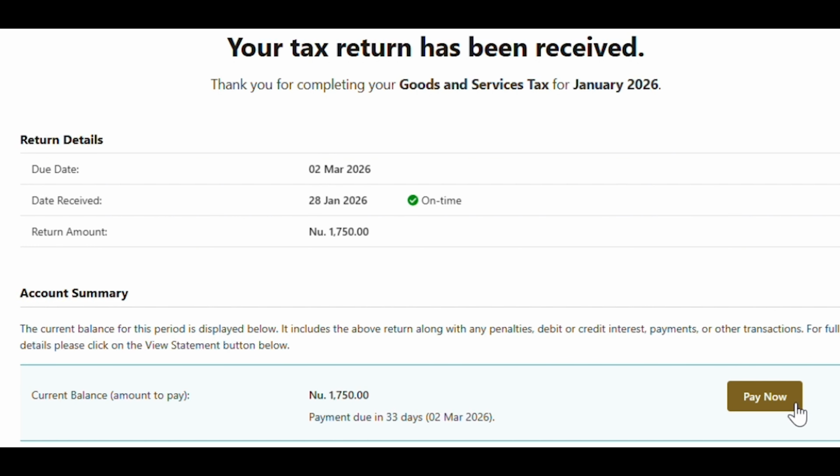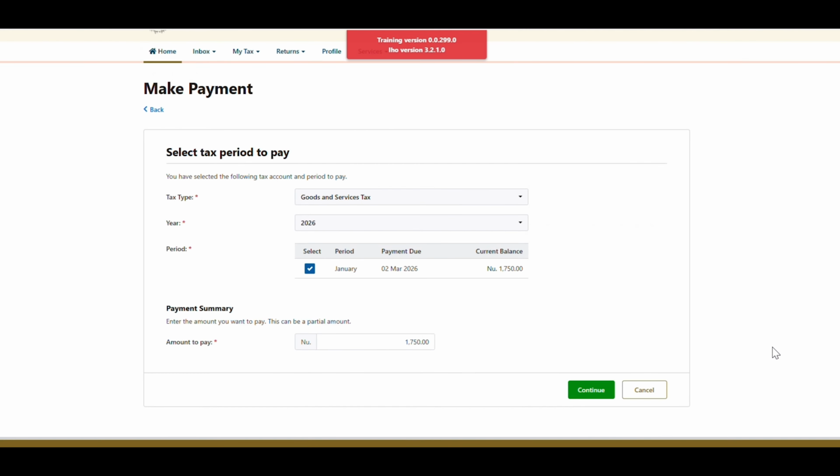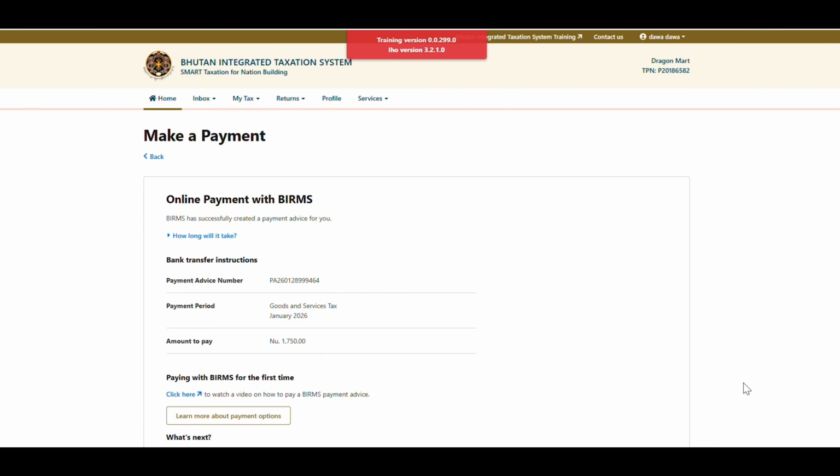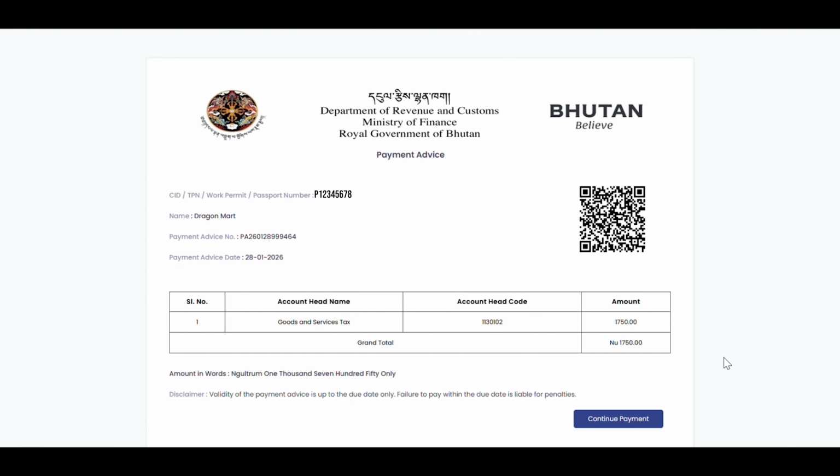Return amount due Nultrum 1,750. Dawa clicks Pay Now and is directed to the payment portal. Payment details pre-filled. Taxpayer Dragon Mart Wholesale. Payment advice auto-filled. TPN auto-filled. Tax type GST. Period January 2026. Amount Nultrum 1,750.